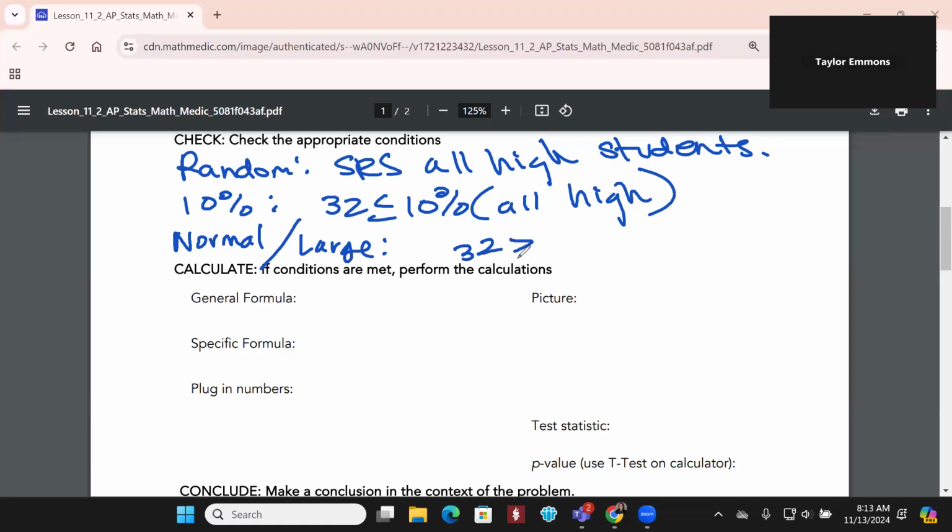32 is bigger than or equal to 30, which is following that CLT. Remember, 30 came from some old dude who figured out that 30 was a magical number.